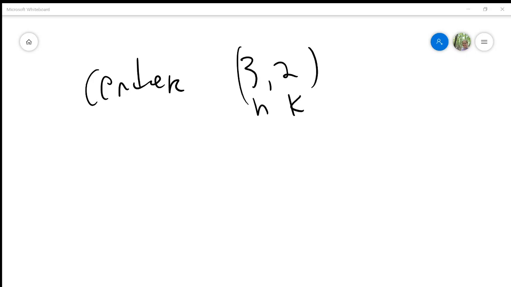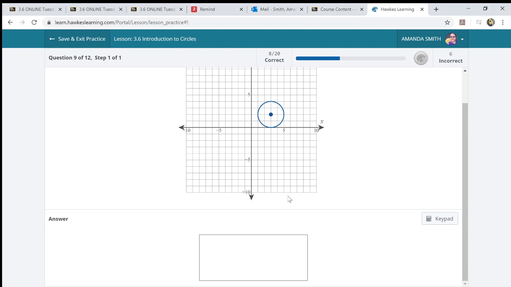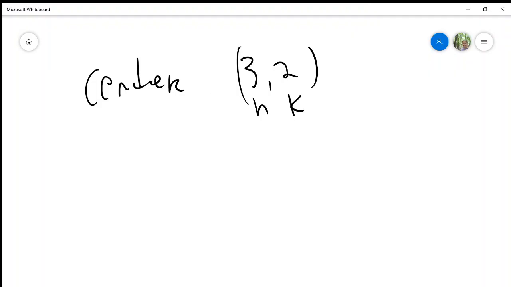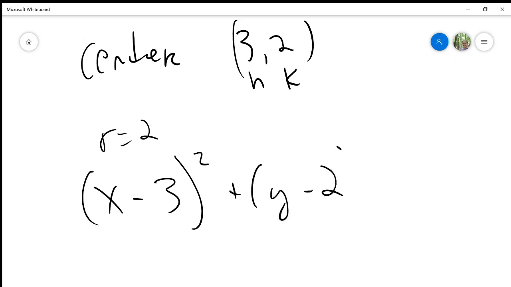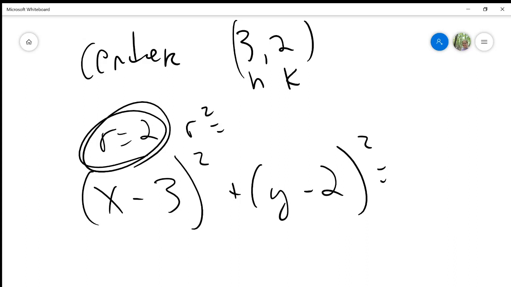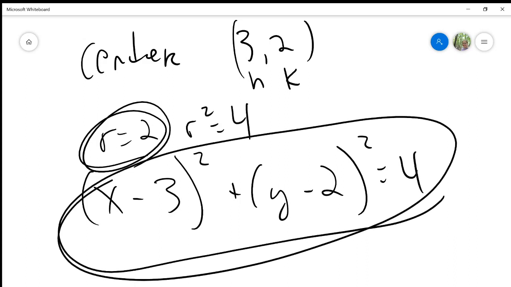I go back to my picture and I say, okay, I need the radius. Well, from the center, I'm going to count over 1, 2. Oh, hey, the radius is 2. And so over here, I will put r is equal to 2. No problem. Now, I have to take these three pieces of information and put them in the formula. So I will have x minus h, in this case a 3 squared, plus y minus k, in this case a 2 squared. And if r is just 2, but I need r squared, I'm going to square 2 and get 4. And here, circled, is my final answer.